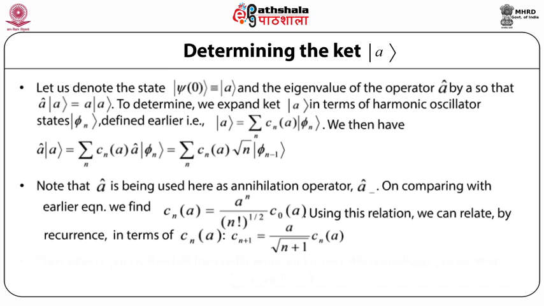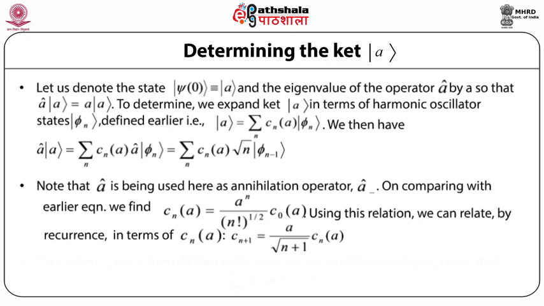Here it is interesting to note that the operator A is being used as an annihilation operator defined earlier as operator a minus. And if we compare with the earlier equations that we had obtained for the annihilation operators, we find that the function Cn as a function of A turns out to be equal to A to the power n upon under root n factorial, this whole times C naught A.